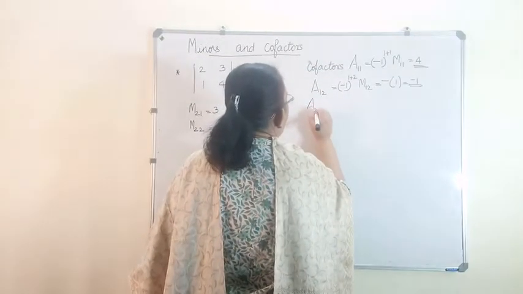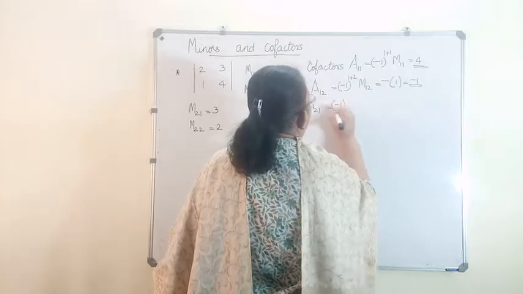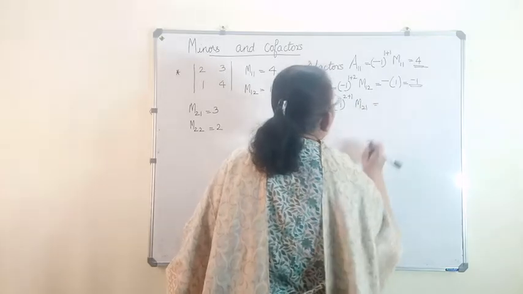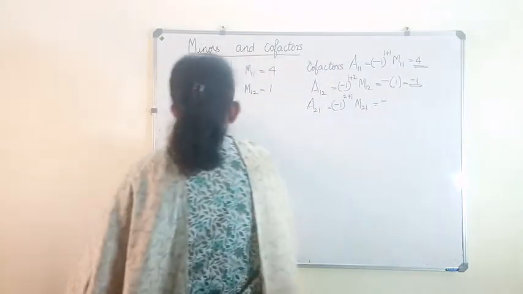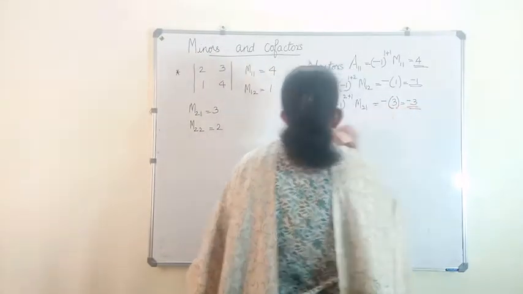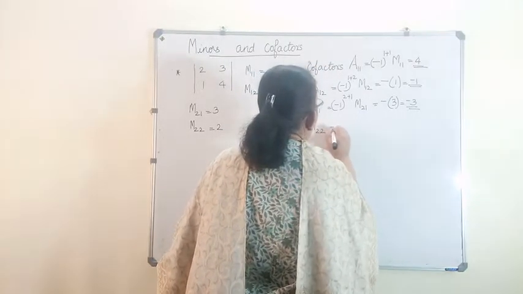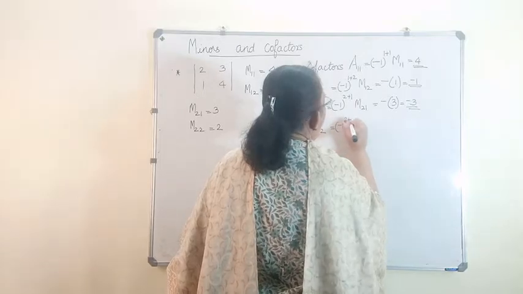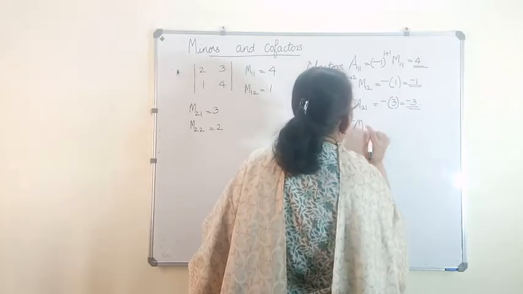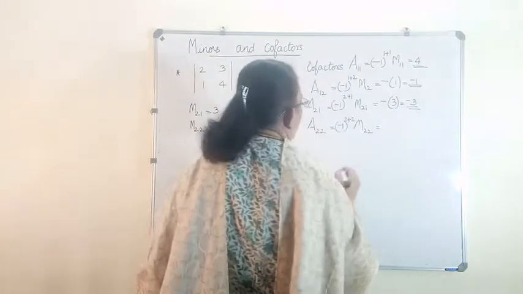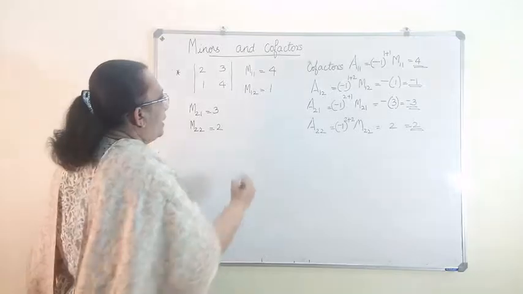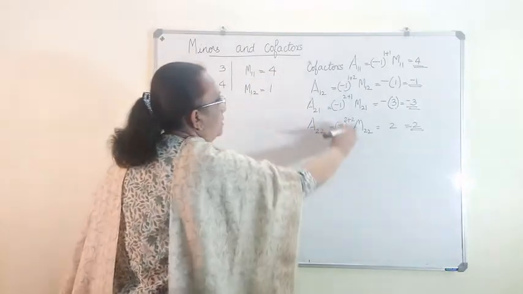Next we have A21 is equal to minus 1 raised to 2 plus 1 into M21. 2 plus 1 is odd, so it is negative, negative of M21 which is 3. So, that is equal to negative 3. And A22 is equal to minus 1 raised to 2 plus 2 into M22. That is positive, and M22 is equal to 2. So, we can say that the minors are this one and cofactors are this one.